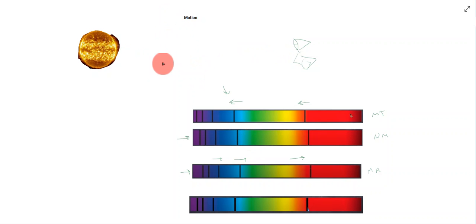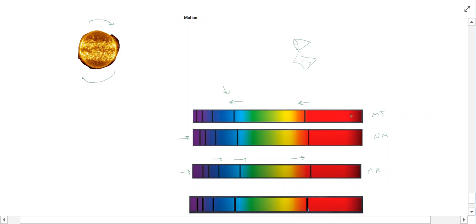Now, another thing that can happen is what's known as rotational movement. Let's say the star is rotating around like this. You're going to get the light coming off from the middle of the star, and the middle light will come off something like this.